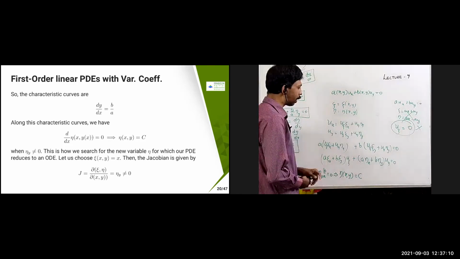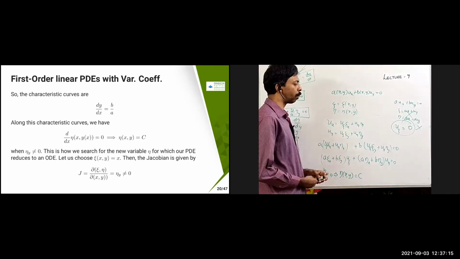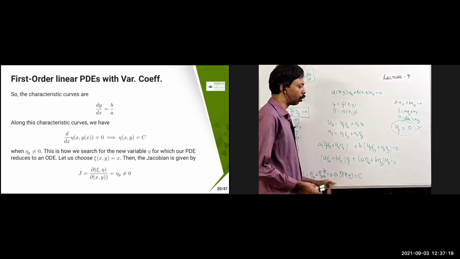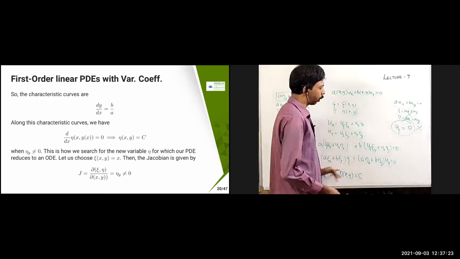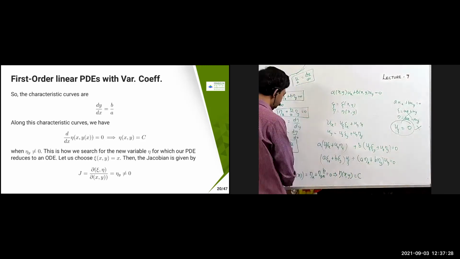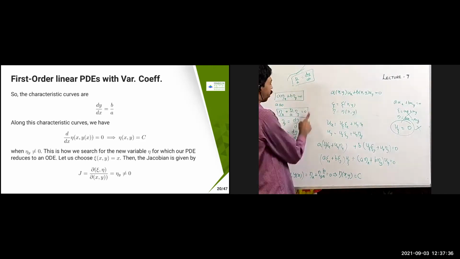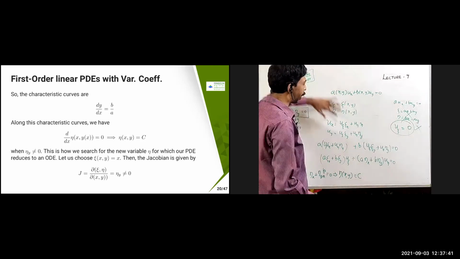So what we did was, now we found a new variable. You got to find a new variable eta for which this PDE becomes an ODE. So you got to find eta which is satisfying these conditions. You got to find the new variable eta in such a way that this is going to be satisfied. So in that case, this will automatically reduce to an ODE.